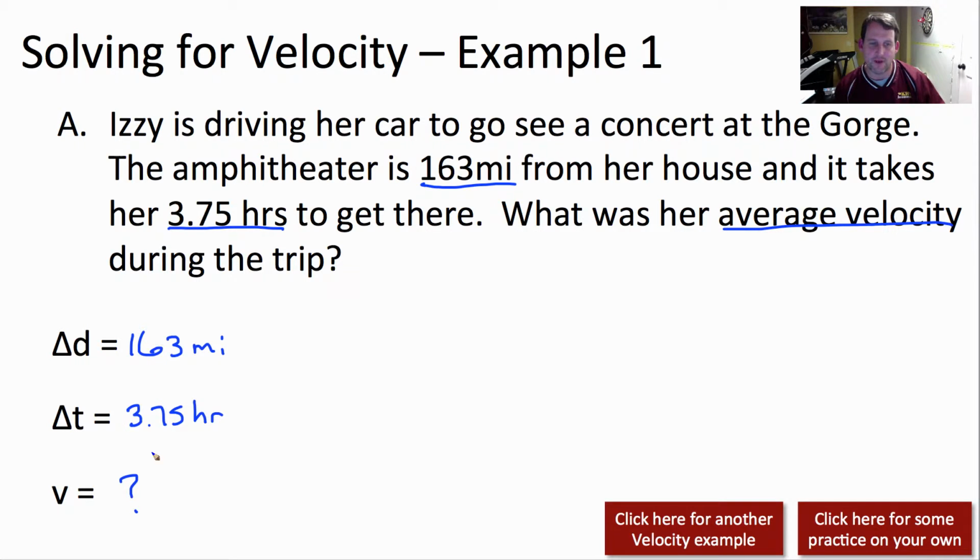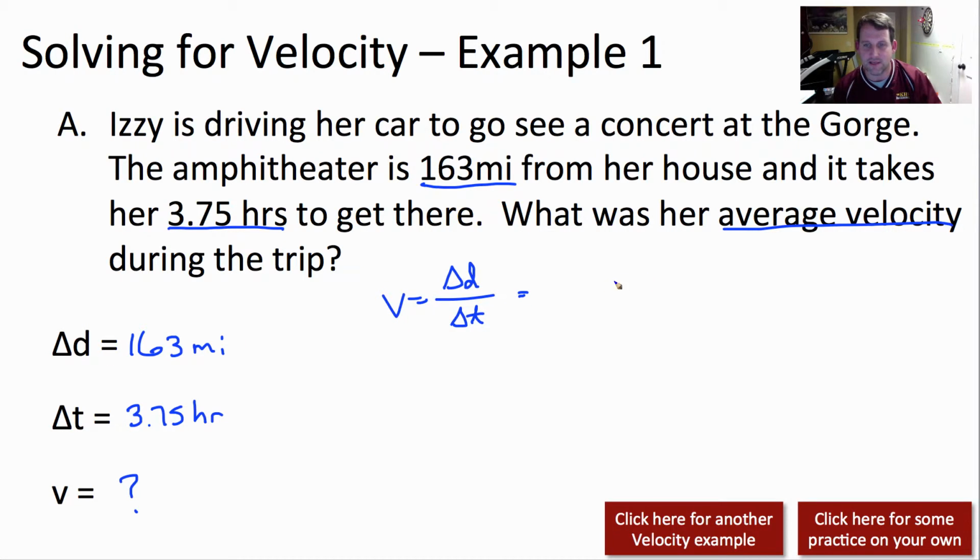Now the next step is to think about what equations do we have that relate to variables that we know. We have d, t, and we want to find v. So that sounds like our velocity equation. So we write that down. V is equal to the change in distance divided by the change in time. Now this is already solved for velocity. We're looking for velocity. Velocity is all by itself, so we're ready to plug numbers in here.